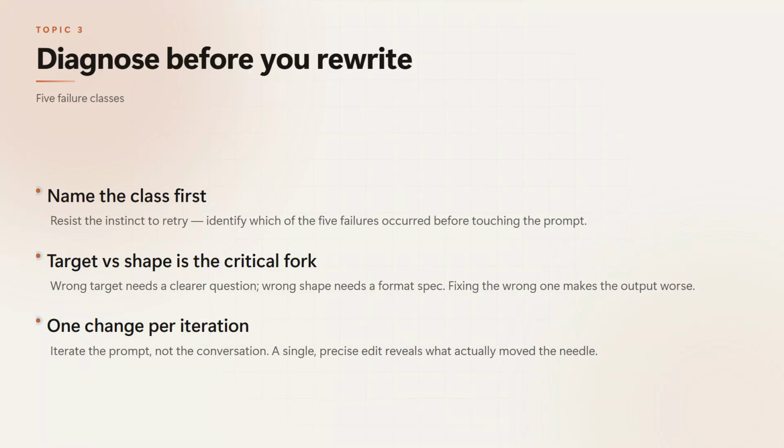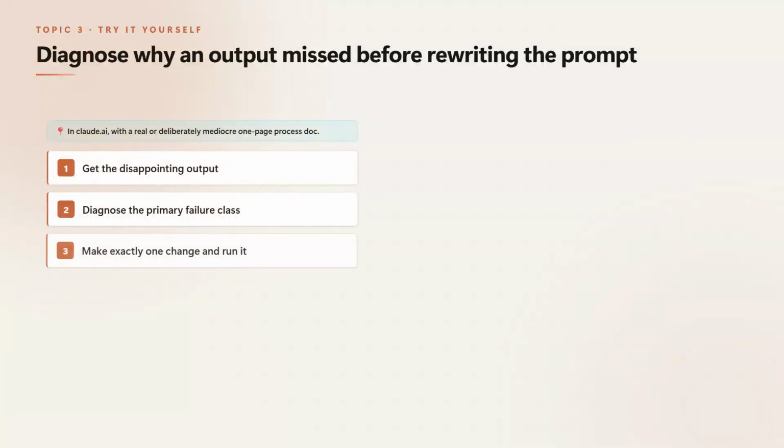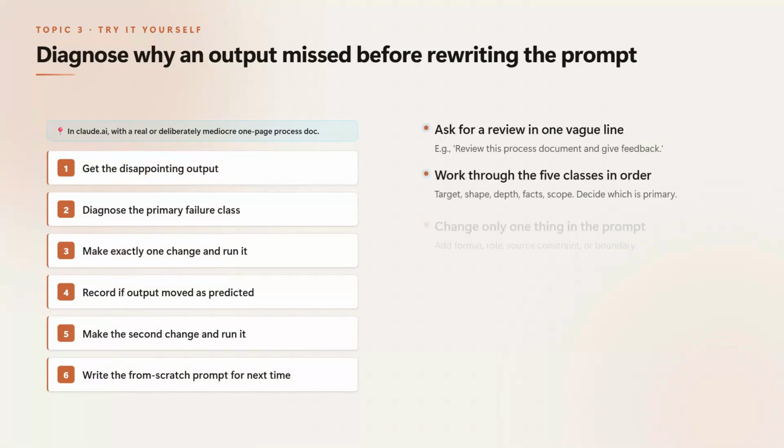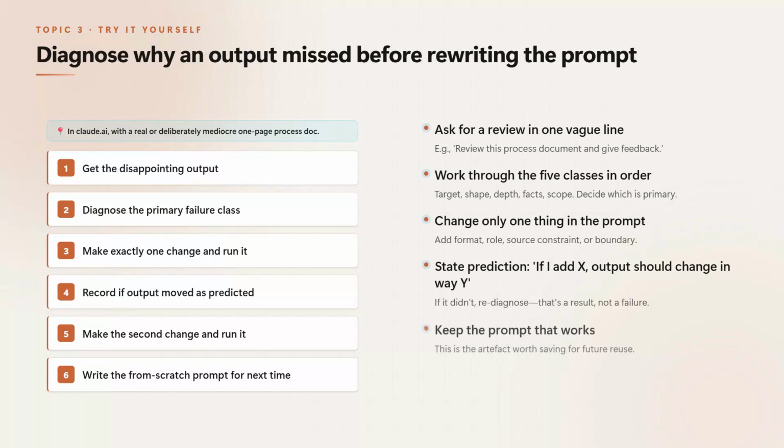Let's practice that now. Here is the sequence to run yourself. Ask for a review in one vague line. Work through the 5 classes in order. Change only one thing in the prompt. State a prediction: if I add X, output should change in way Y. Keep the prompt that works. Be more specific is the most costly instruction. It adds pressure to invent, not information. Stop and supply what you actually know instead.